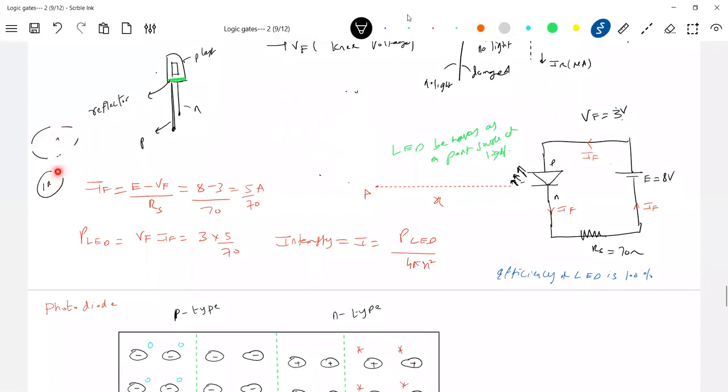Okay, this is about how to calculate the intensity at a given point. So we can use this one. These are the types of questions that will come here.